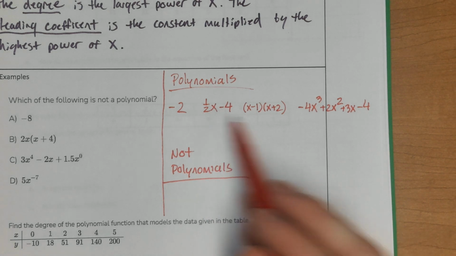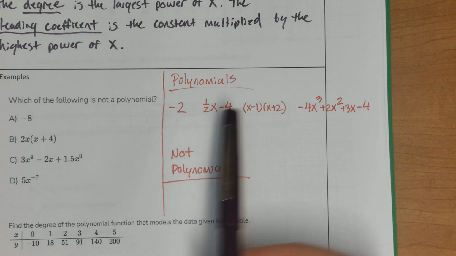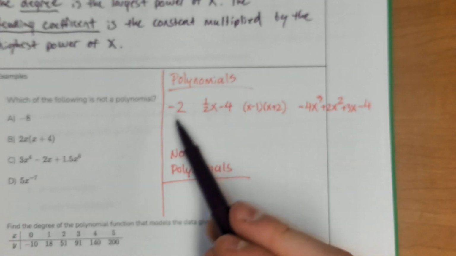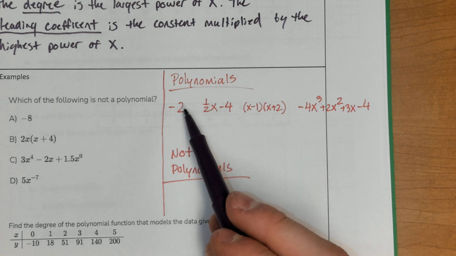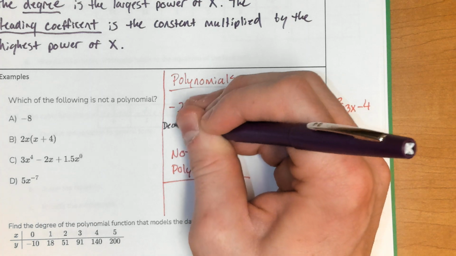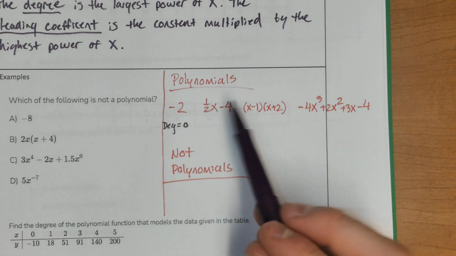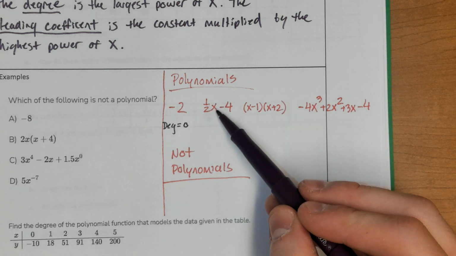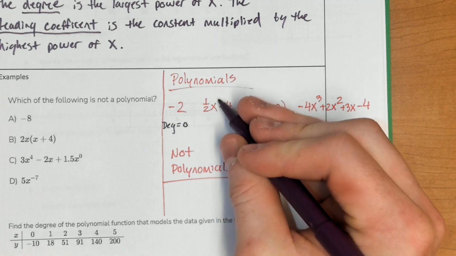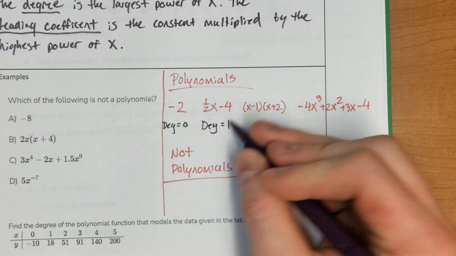Now these are all examples of different types of polynomials that we see, and what we're going to do is identify the degree. Now this is just a constant term. There is no x value, there is no exponent. That doesn't mean it's not a polynomial. This is going to be a degree of 0. In 1/2 x minus 4, I see a single x value. That means there's like an invisible 1 that would be an exponent to it. So this is going to be a degree of 1.